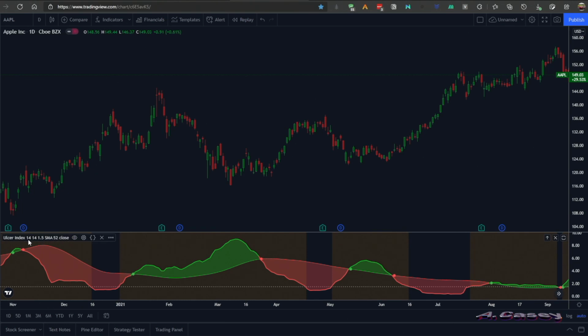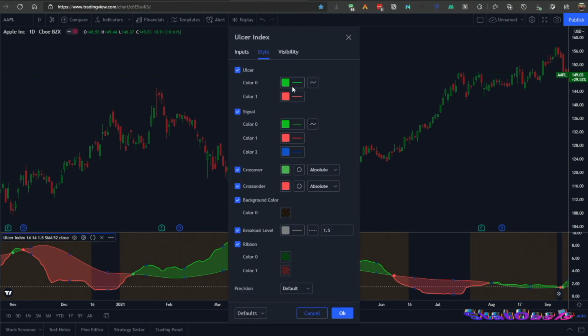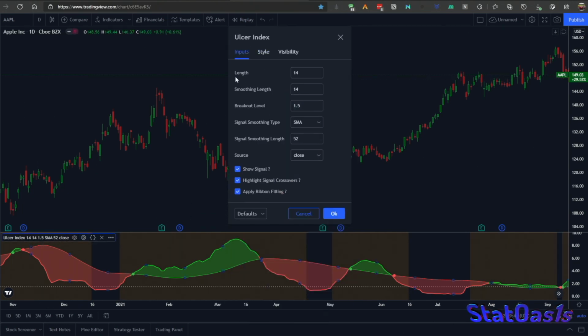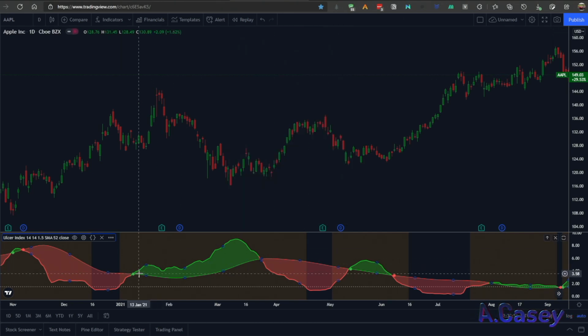Also, I just want to point out that you can use the Ulcer Performance Index or the Ulcer Index as an indicator. And this indicator is not available in many trading platforms. So if you have it, then you have an edge over other traders who don't have it. And here I can show you, this is the Ulcer Index with a smoothing. So this is the Ulcer Index on 14 days with a smoothing of 14 days. The breakout level is 1.5 and the signal smoothing length is 52. And this is the indicator.